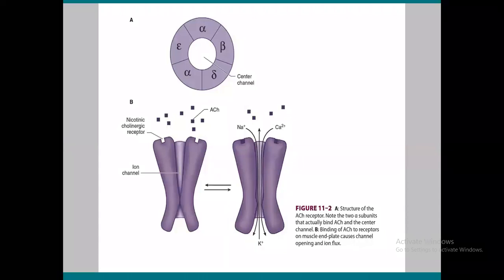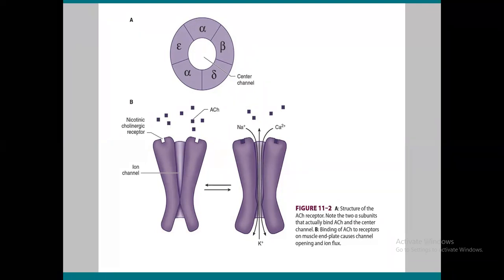Okay? I'm going a little fast so that I can complete all the slides within my allotted half an hour. Now, as you see, this is the receptor. You can see clearly that 2 alpha subunits are there. Again, with the cursor, 2 alpha subunits are there. The rest are single: beta, epsilon and delta. You can see the structure of the acetylcholine receptor. Note the 2 alpha subunits that actually bind acetylcholine, and the center channel, which is very clearly seen.